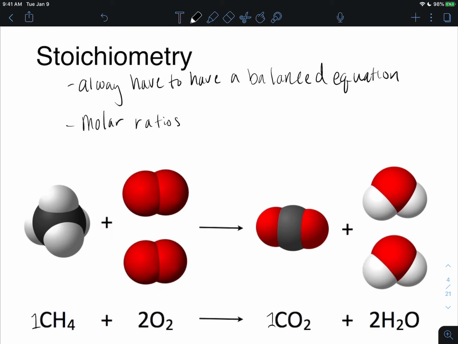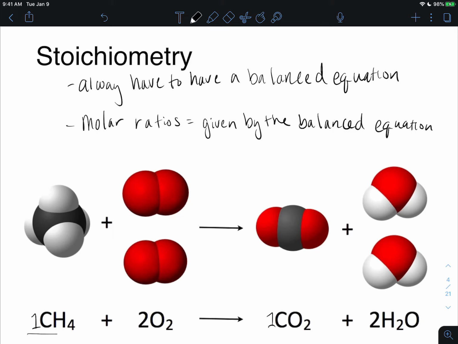So using these molar ratios, our molar ratios are given by the balanced equation. Using these, we can find out how much of a substance we need if we know how much of another substance we have. So a ratio is exactly that. It's going to be number of moles of one over the number of moles of the other.